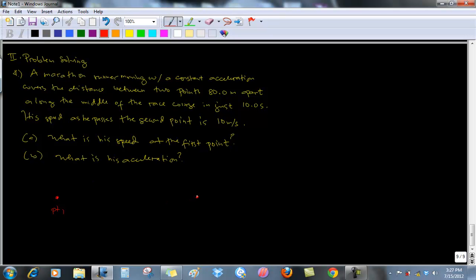Okay, point 2 is somewhere over there. He runs from point 1 toward point 2. So here is the runner running. I don't know how to draw a runner, but he is moving forward toward this direction.